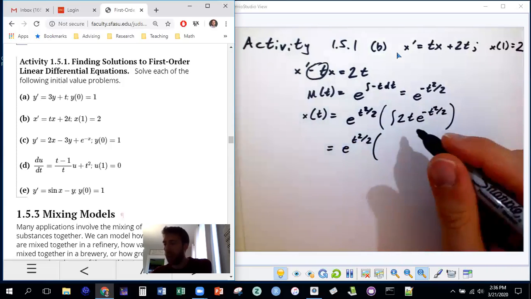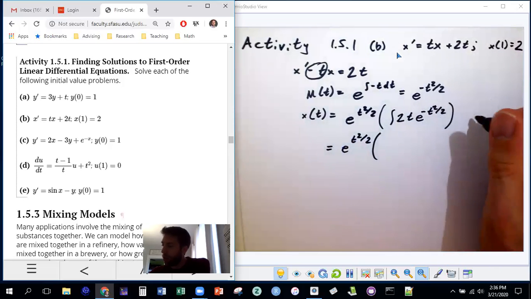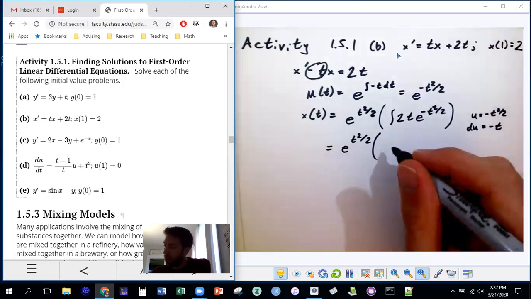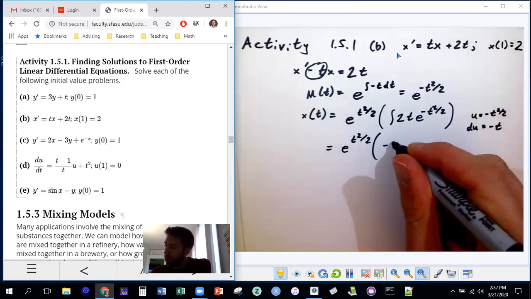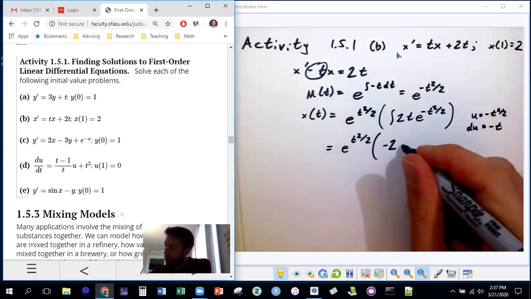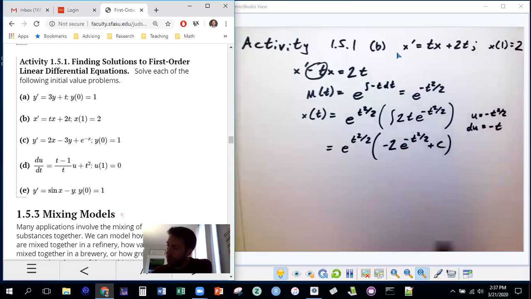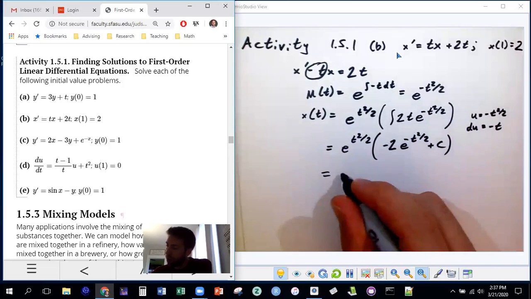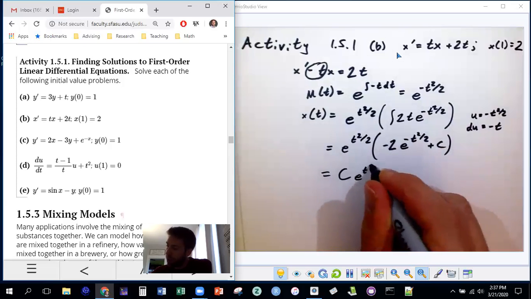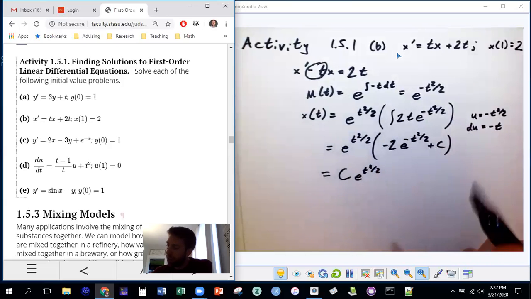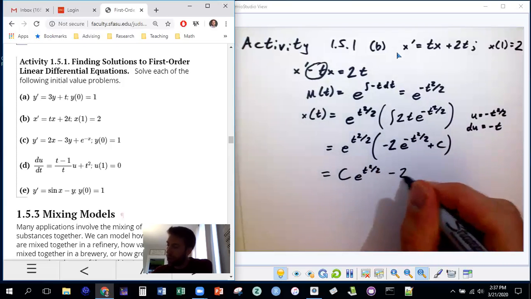And then, well, look at that. U substitution. So u equals negative t squared over 2, which makes du equals negative t. And so then this becomes negative 2 e to the negative t squared over 2 plus c. And then I'll move the c term first. So c e to the t squared over 2. And then that times that, the exponents are the same except negative of each other. So then minus 2.